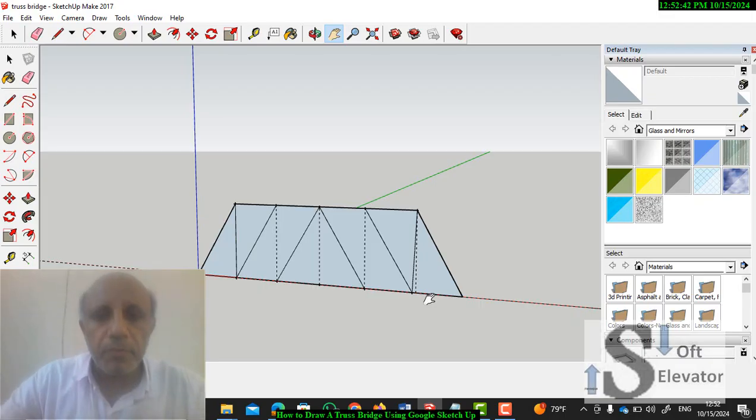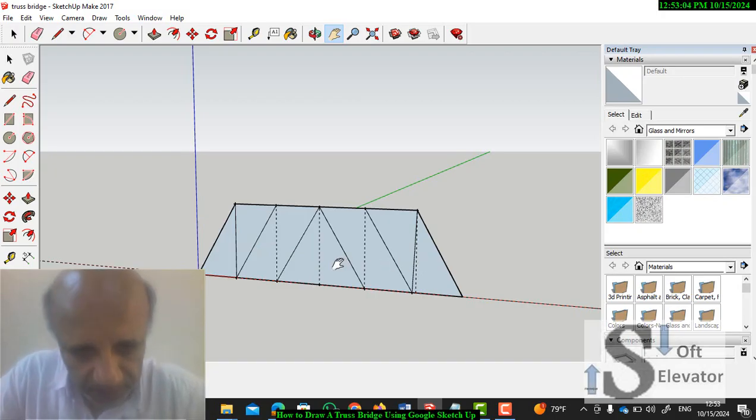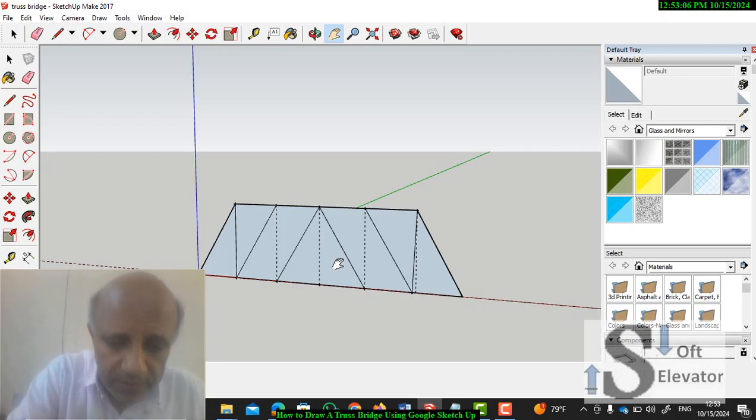So please note that in this design of the truss bridge, the diagonal here is in the inverse direction of these diagonals. So we have 3 rectangles here and the other 3 rectangles on the other side in the opposite direction. Then we complete by putting the dimension of each segment and the total length.